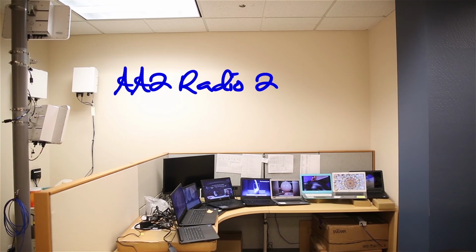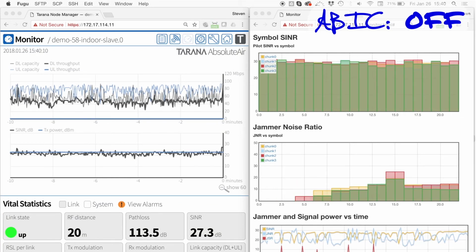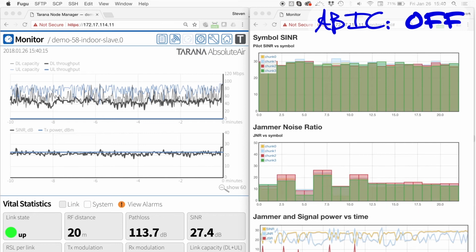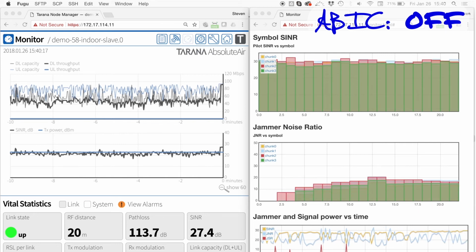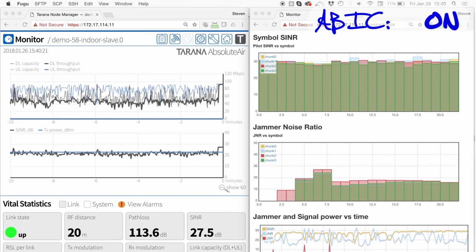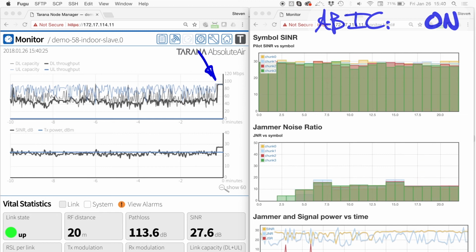With ABIC off, the Wi-Fi traffic, with signal strength on average about equal to the AA2 signal, but peaking regularly above 10 dB stronger, caused serious disruption to the AA2 link, cutting throughput by about 50%. Turning ABIC on eliminated the problem, as with the previous wired configuration example.